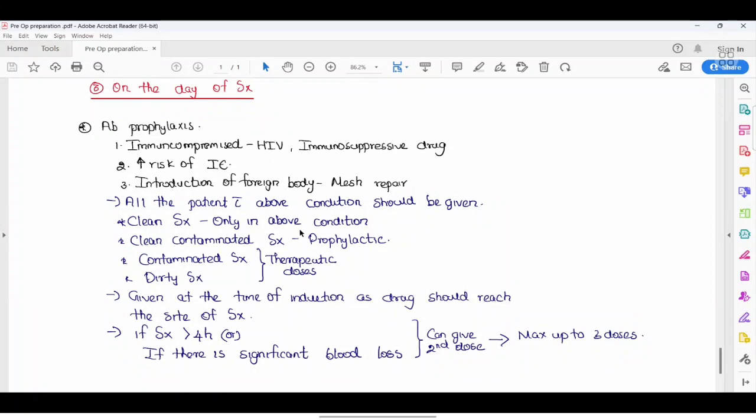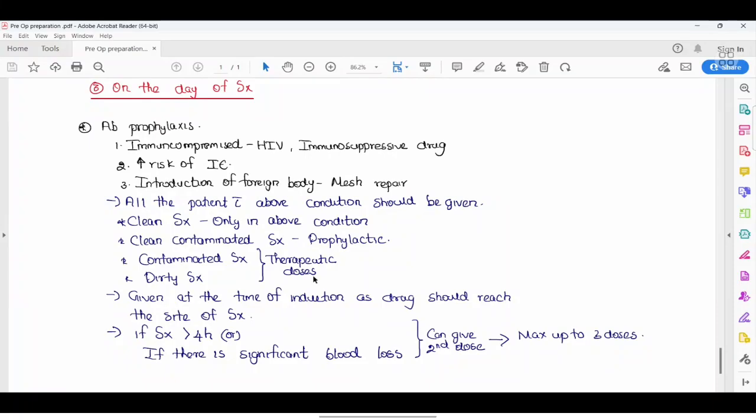And how many doses? Usually when we start the antibiotic as a prophylaxis, we give a single dose. But considering the time of surgery, we can go for a maximum of 3 doses, including the first dose. The indication for 3 doses is a prolonged surgery, for example if it goes more than 4 hours, or if there is significant blood loss. Then we have to go for the repeated dose. Otherwise, we give a single dose of antibiotics.